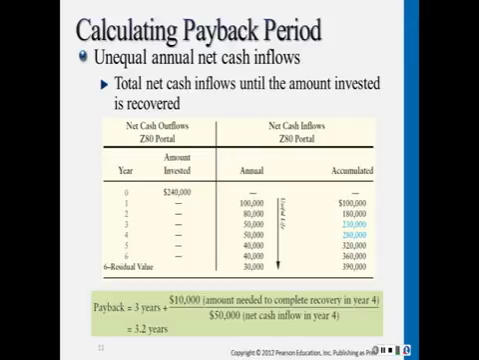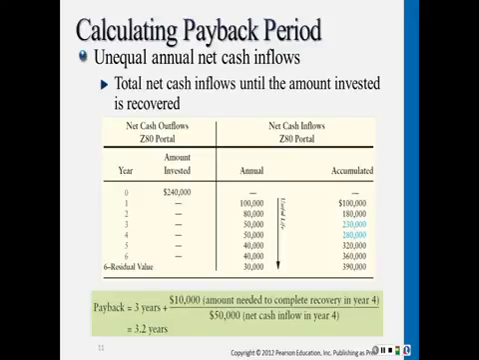life. The Z80 portal will generate net cash inflows of $100,000 in year 1, $80,000 in year 2, $50,000 each in years 3 and 4, $40,000 each in years 5 and 6, and $30,000 in residual value when it's sold at the end of its life. This is shown in this exhibit, the payback schedule for these unequal annual net cash inflows.